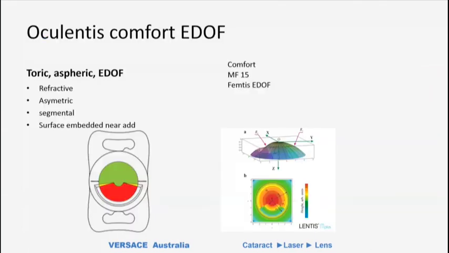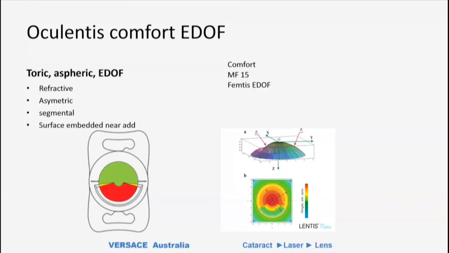Then we move to a different kind of lens completely, which is the LENTIS asymmetric segmental refractive lens. This is a purely refractive technology that has specific benefits. And this family of lenses from LENTIS is the Comfort, the MF15, both custom and off the shelf.